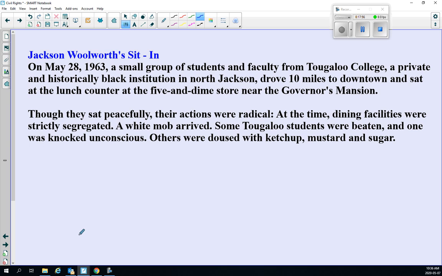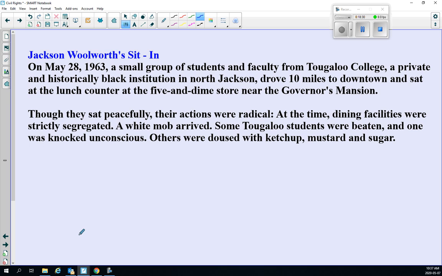Jackson Woolworths sit-in on May 28, 1963. A small group of students and faculty teachers from a nearby college in North Jackson drove to the lunch counter at a local Woolworths store near the governor's mansion. Now, at this time, Woolworths was kind of a department store, and there was also a little sit-in restaurant too. At this time, the dining facilities were very strictly segregated.